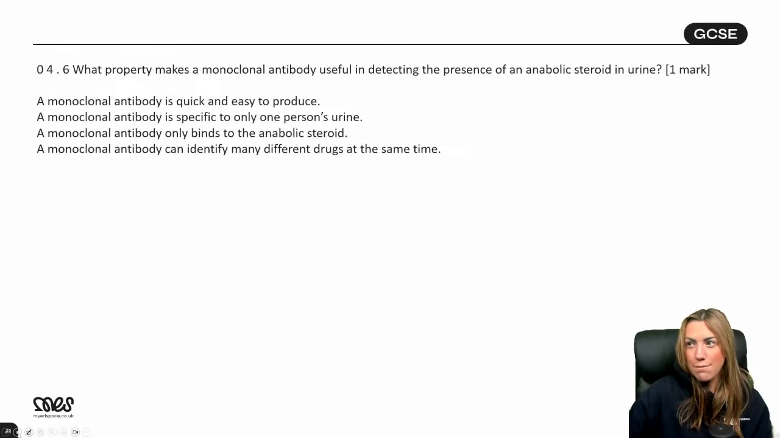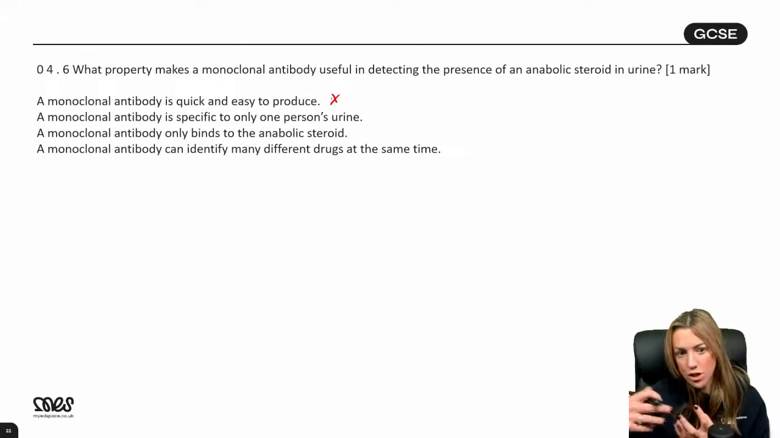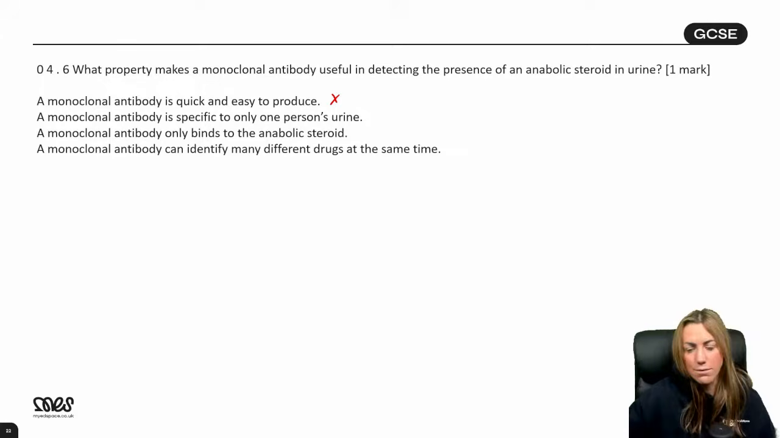What property makes a monoclonal antibody useful in detecting the presence of an anabolic steroid? So the monoclonal antibody is quick and easy to produce. Well, not really. We've just seen it's quite a complex process using the lymphocyte and the tumour cell to make the hybridoma, which then has to clone itself. We have to collect the antibodies and purify them. A monoclonal antibody is specific to only one person's urine. Well, no, we could use it to detect the presence of this anabolic steroid in anybody's urine.